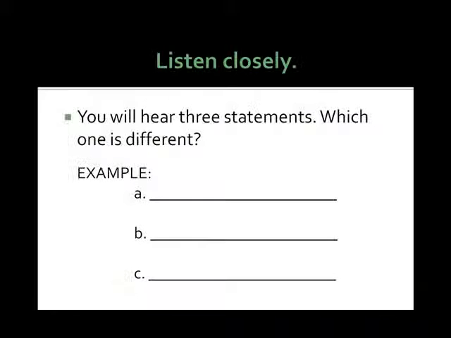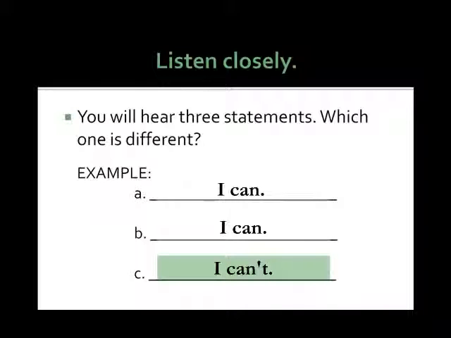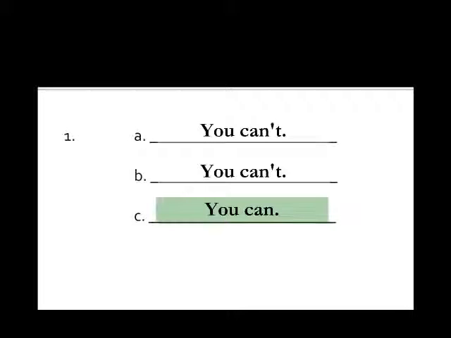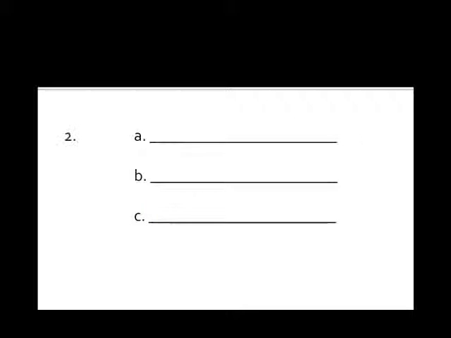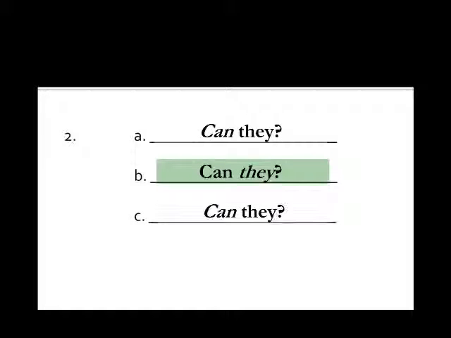Exercise 2. Listen closely. You will hear 3 statements. Which one is different? Example. I can, I can, I can't. I said, I can, I can, I can't. C was different. Let's go on to number 1. You can't, you can't, you can. I said, you can't, you can't, you can. C was different. 2. Can they? Can they? Can they? I said, can they? B was different. The difference was in the stress.